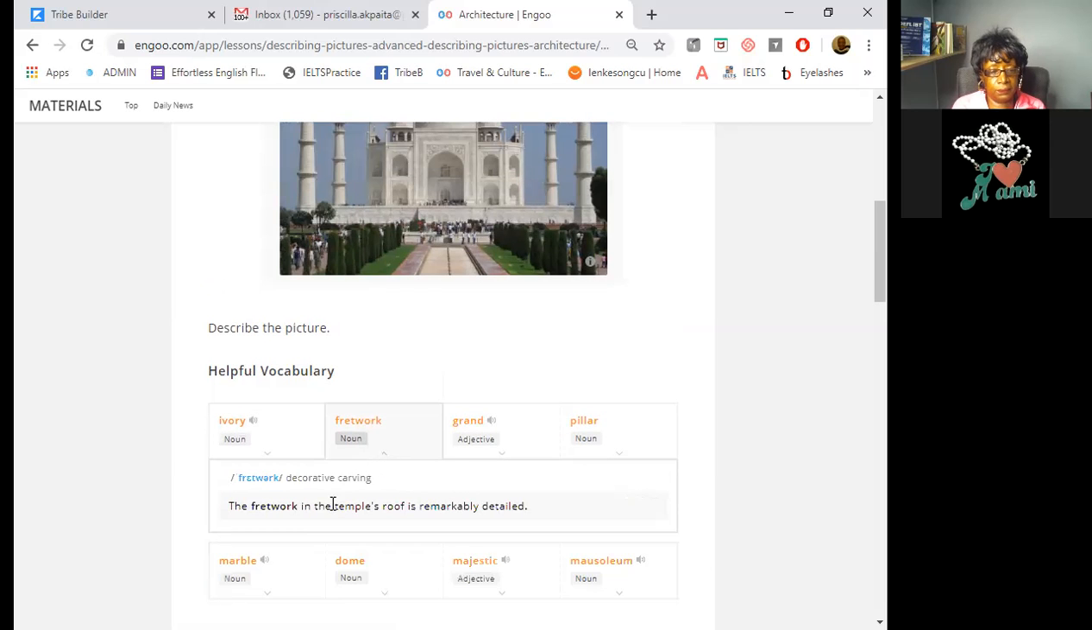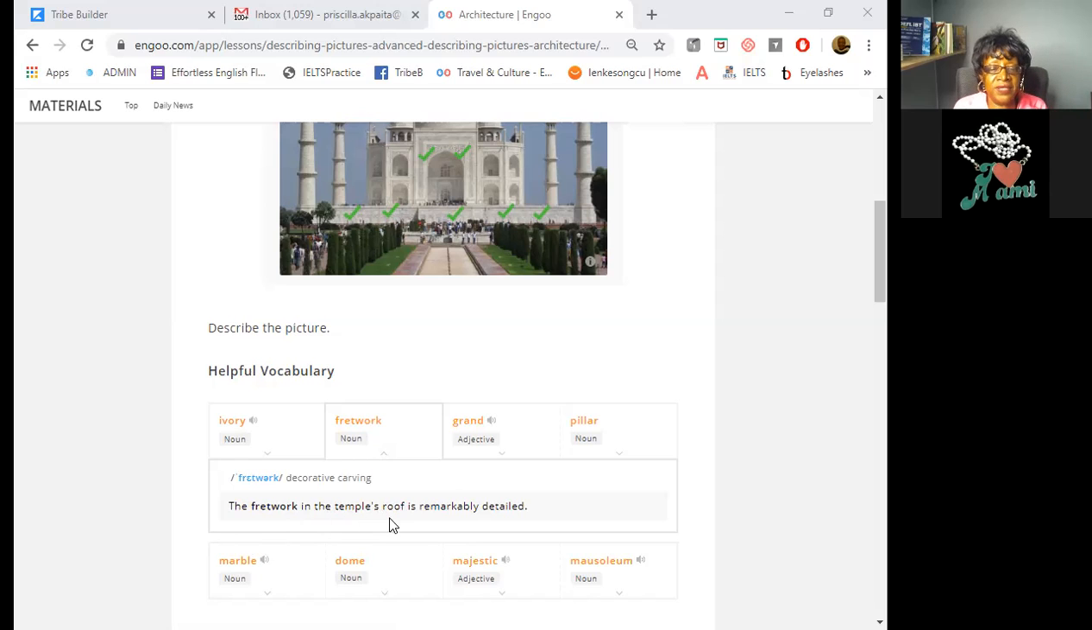Are there any other words here that you want me to look at for their definition? Fretwork? Well, do you know what it means? Decorative carving. So let's look here. You can see that there are some carvings here in the building. You see the little carvings, all these little carvings? Do you see the carving? Yeah. That's what they call fretwork. It's decorative carving.